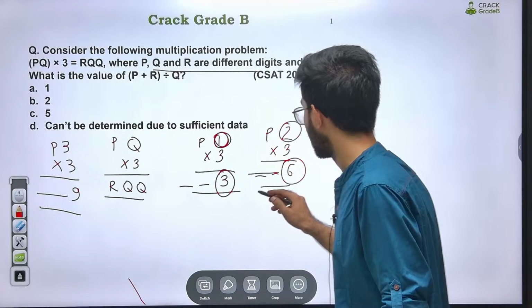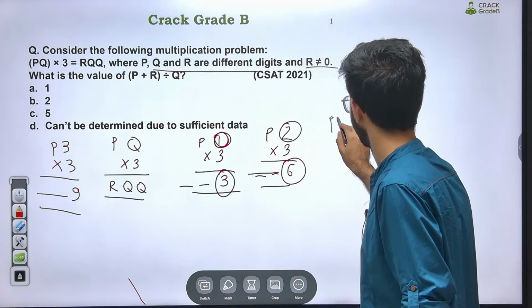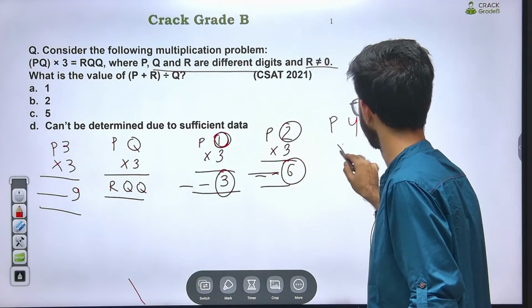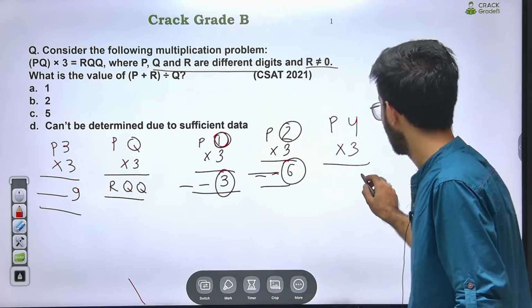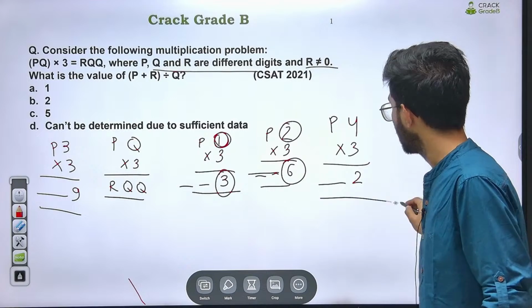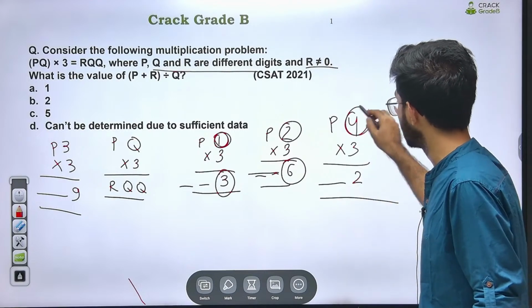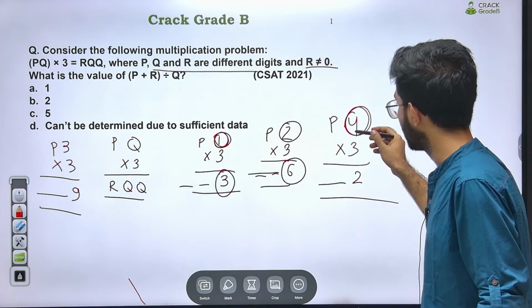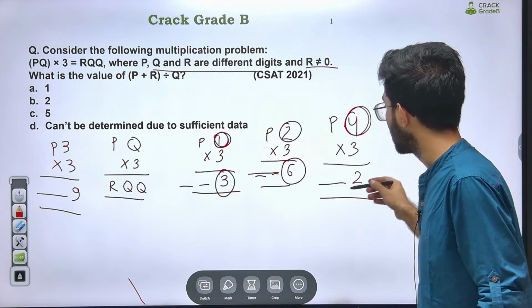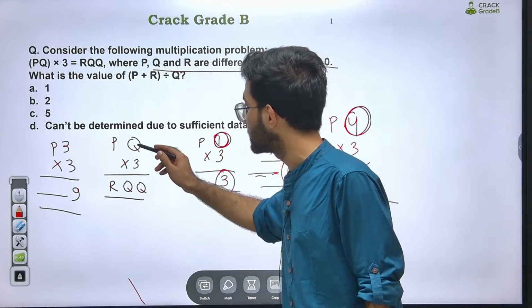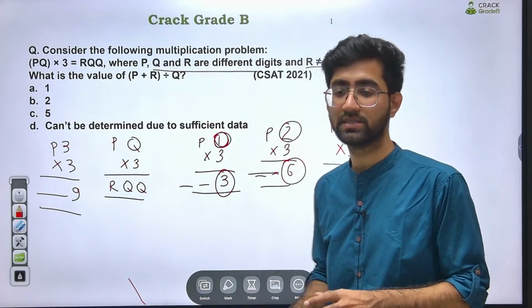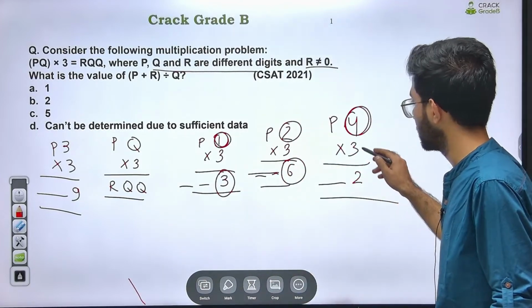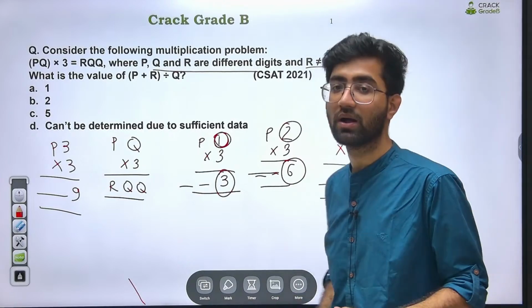Let us check for another digit. Let us take P4 into 3. If you multiply 4 into 3, you will get 12 and you will write 2 here. But you have to multiply Q with 3 and get Q, so this value is also not acceptable. The value of Q can't be 4.